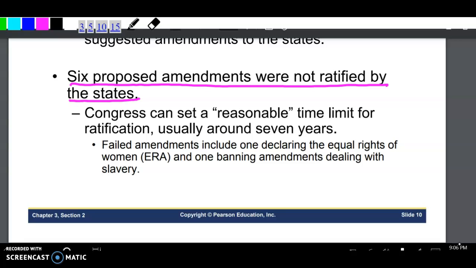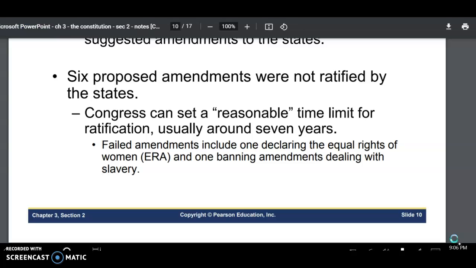So if the states choose not to do that in 7 years, then it doesn't become an amendment to their constitution. Failed amendments include one declaring the equal rights of women and one banning amendments dealing with slavery. Those were amendments that failed, that the states never chose to ratify during that time.